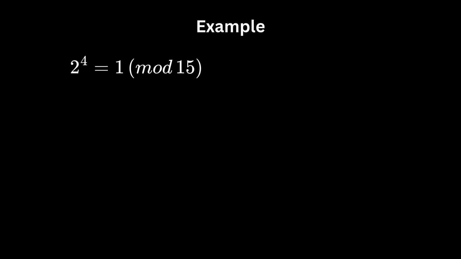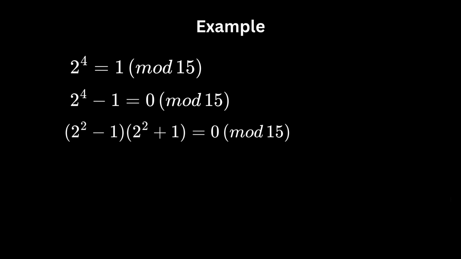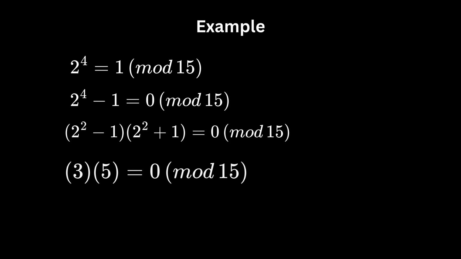Consider an example of factoring 15 by finding the period of 2 to the r equal to 1 modulo 15. You can see 2 to the 4 minus 1 can be split into 2 to the 2 minus 1 times 2 to the 2 plus 1, which is 3 times 5 equal to 0 modulo 15. Since the GCD of 3 and 15 is 3 and the GCD of 5 and 15 is 5, then P is equal to 3 and Q is equal to 5, which are the prime factors of 15.